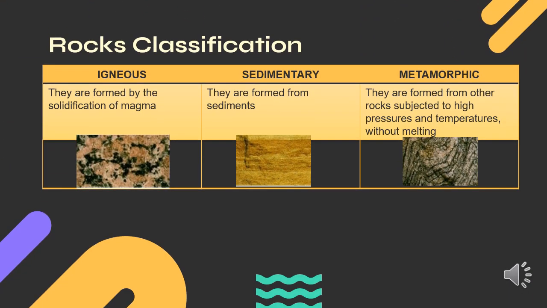Rocks classification. Igneous: they are formed by the solidification of magma. Sedimentary: they are formed from sediments. Metamorphic: they are formed from other rocks subject to high pressures and temperatures without melting.